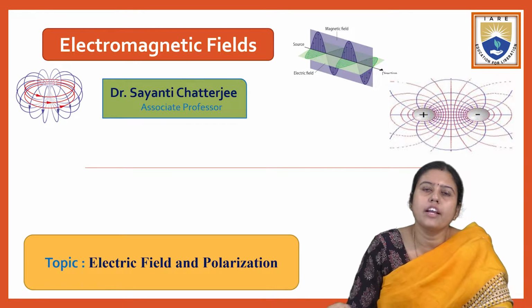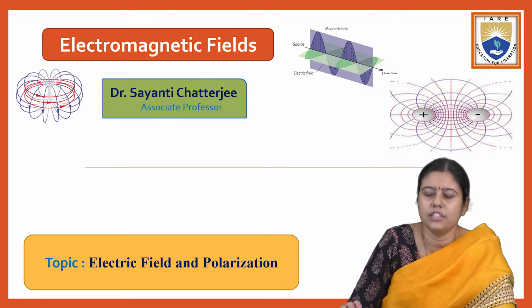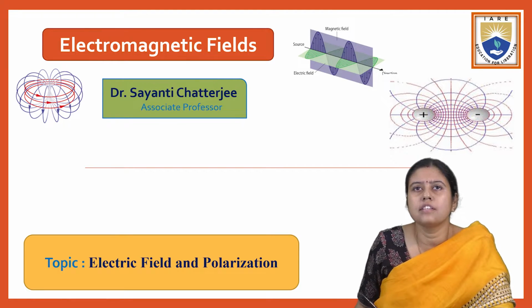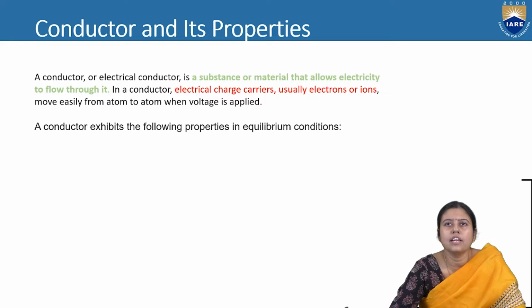Electric field and polarization is an important topic in the electromagnetic field. While we are discussing this, the first thing that comes to mind is: what is a conductor? Because when we are thinking about the field, the first thing that comes to mind is what a conductor is. A conductor, or electrical conductor, has already been discussed in the previous session also.